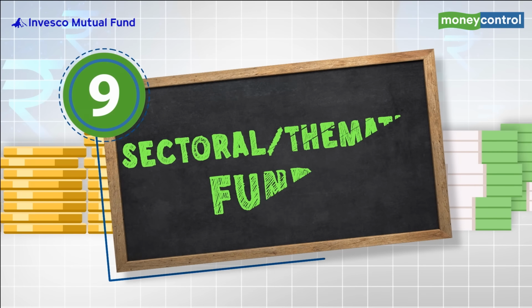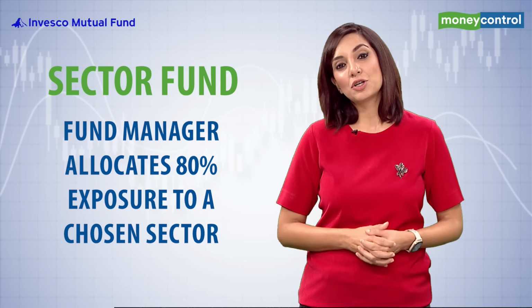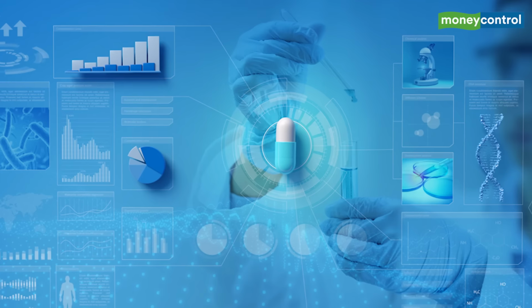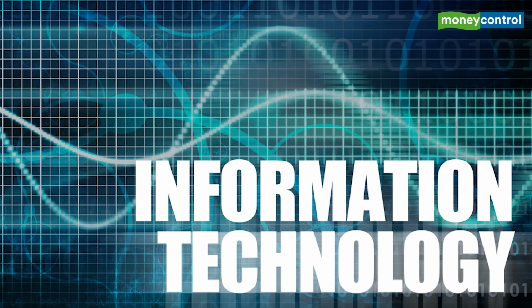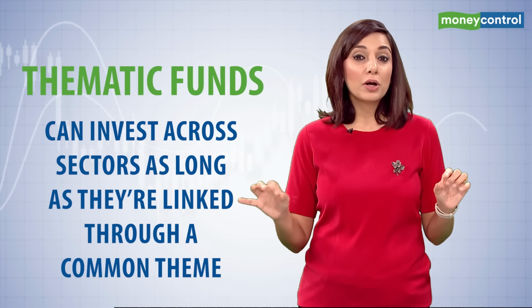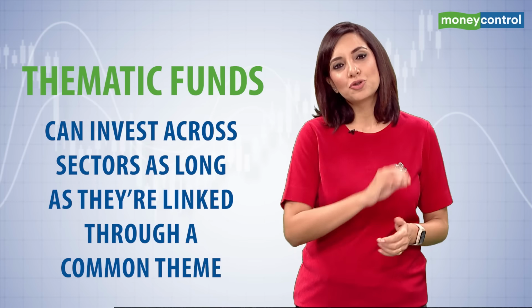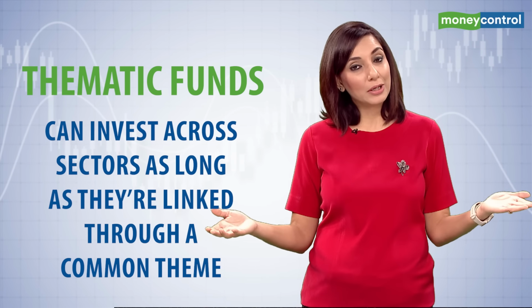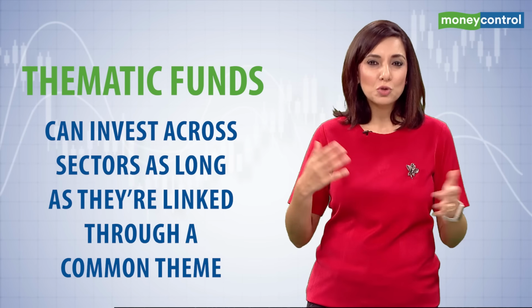Now, another big type are the sectoral and thematic funds, where there must be a minimum of 80% equity exposure. And now let's see how this equity exposure is allocated. So in a sector fund, the fund manager will allocate this 80% to the chosen sector. Say, for example, it could be banking, pharma, IT, or any sector, basically, you name it. But a thematic fund may invest across sectors as long as all of those sectors are linked together through a common theme, like, say, for example, rural consumption, urban demand, logistics, transport, so on and so forth.